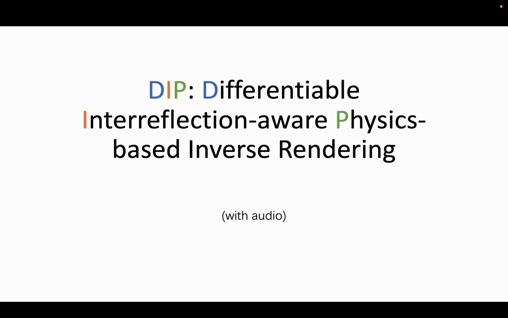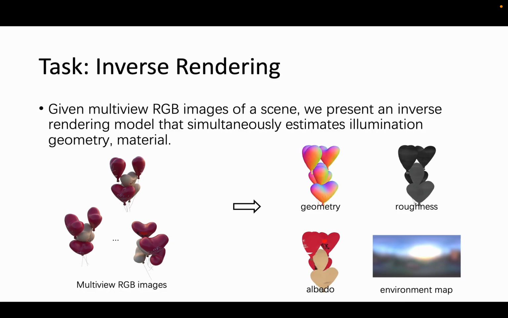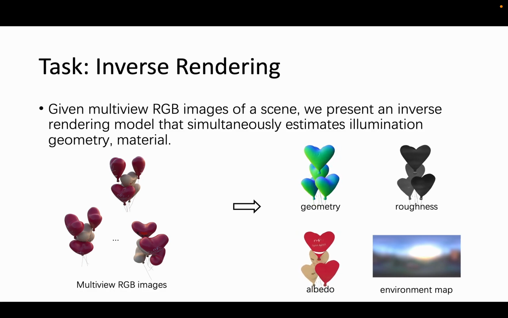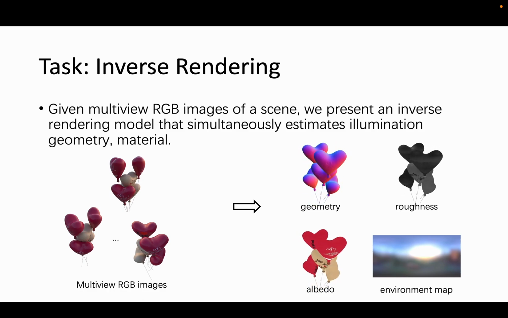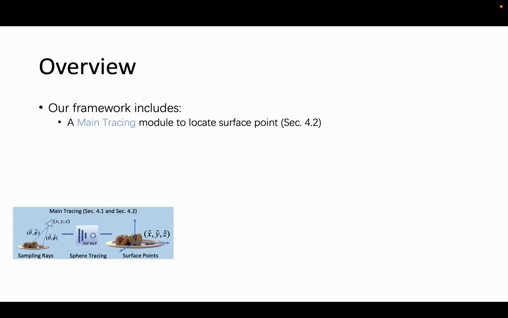We present differentiable interreflection-aware physics-based inverse rendering. Given multi-view RGB images of a scene, we present an inverse rendering model that simultaneously estimates illumination, geometry, and materials of the scene. Our framework includes 3 modules.